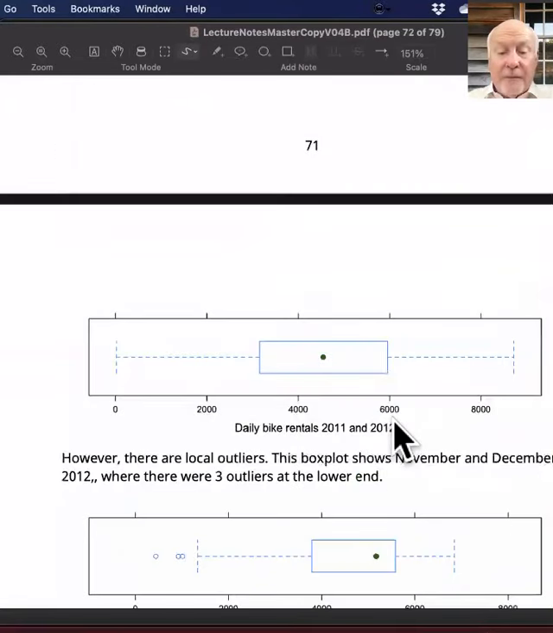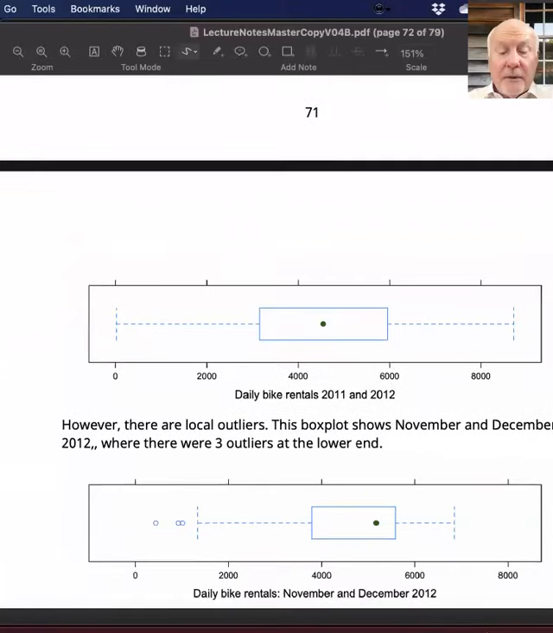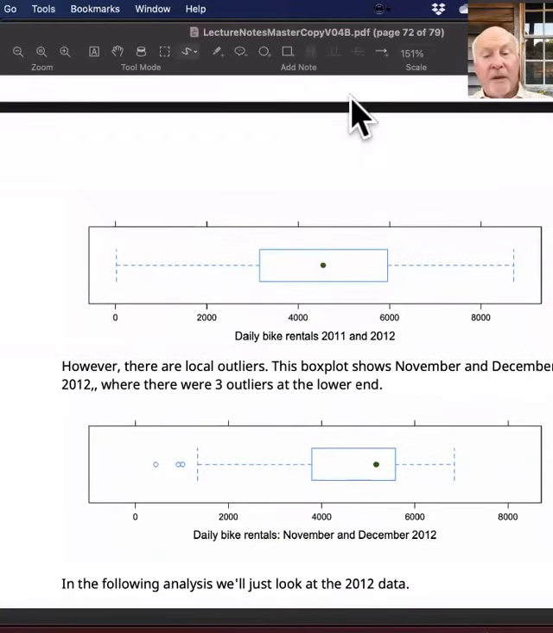All right. Now, this is a box plot of bike rentals over the 2 years, and you would really be lucky to find a more symmetrical, perfect looking box plot than that. There's no outliers, and it really is very symmetrical.